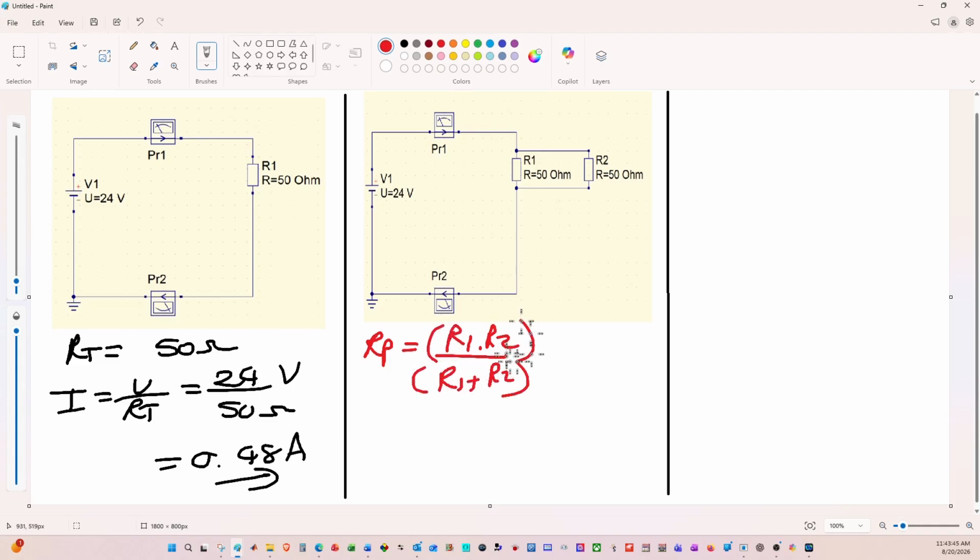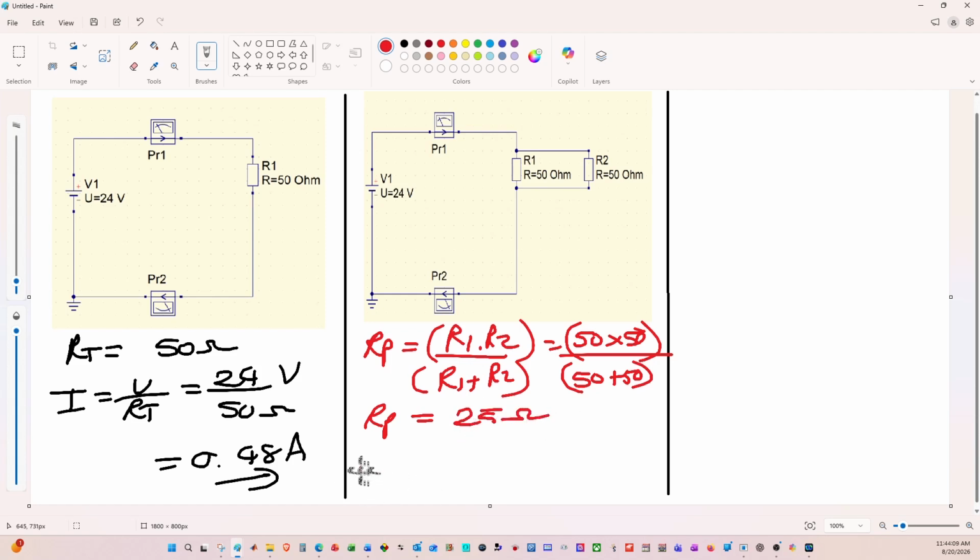And that becomes a value of 50 times 50, divided by 50 plus 50. And if you do go and do that calculation, your parallel resistance is actually going to work out to half of the resistance that you can see for a single resistance. So in this case, it's going to calculate out as 25 ohms.